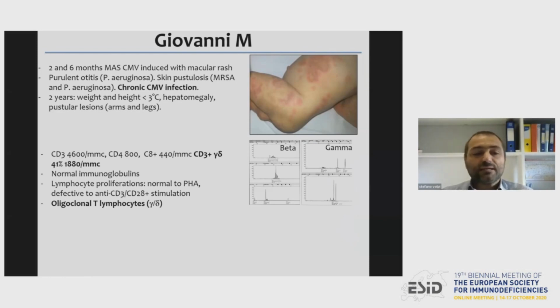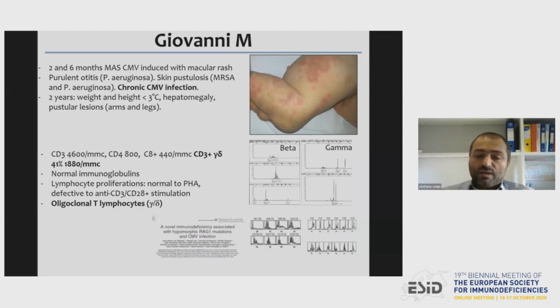On the immunological side, Giovanni presented a mild lymphopenia with an expansion of gamma delta lymphocytes that were oligoclonal. Response to mitogen was normal. There was a slight defect in the anti-CD3 and CD28 proliferation. Because of the gamma delta expansion, CMV infection, and immunodeficiency, we thought he had some leaky SCID mutation in SCID genes, but we didn't detect any, especially in RAG1, RAG2, or others.